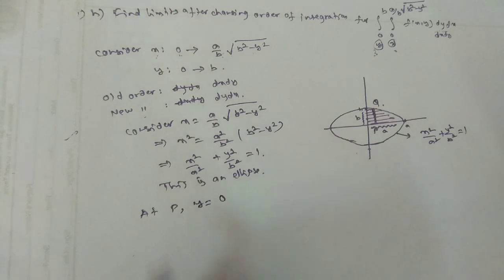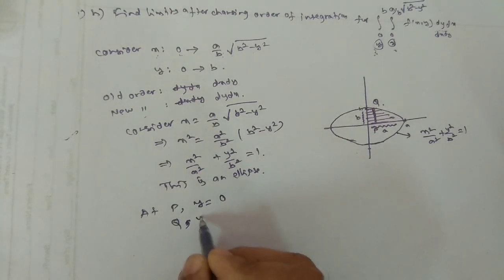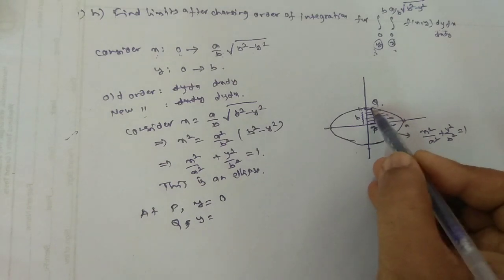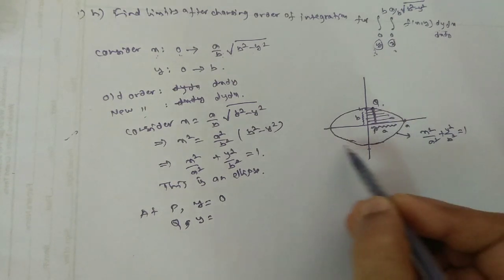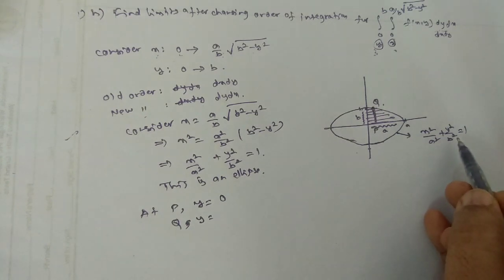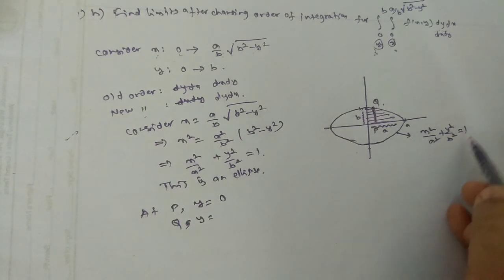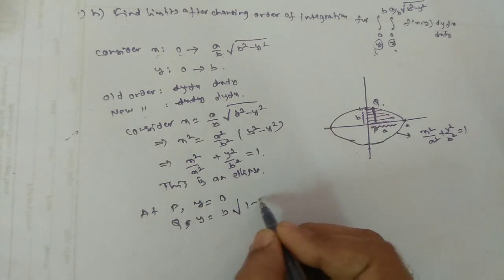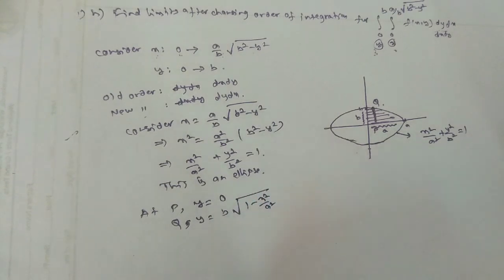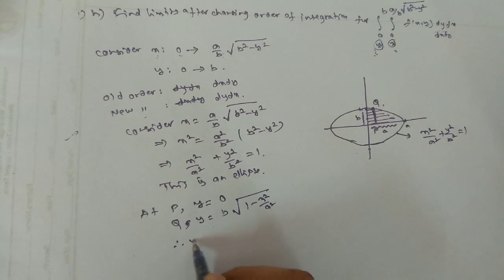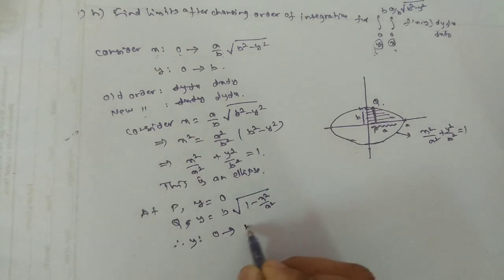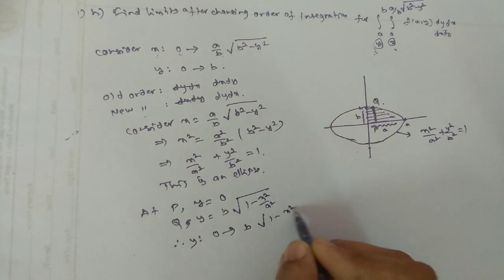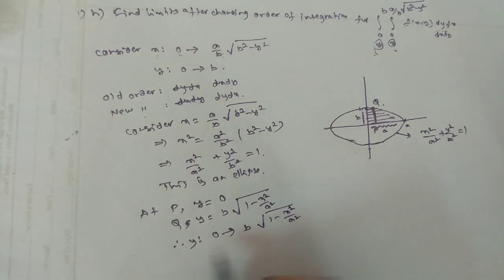Here y value at p is nothing but 0. At q, what is your y value? The point q is lying on this ellipse equation. From this, what about the y value now? It is y square by b square equal to 1 minus x square by a square, or y square equal to b square into that value. So y equal to b into under root of 1 minus x square by a square. So this is about y limits. Therefore y limits are 0 to b into under root of 1 minus x square by a square.